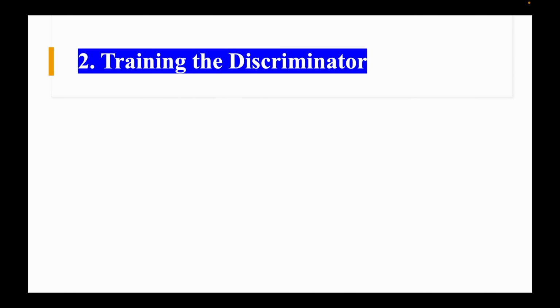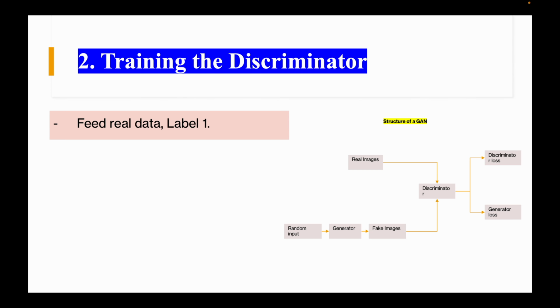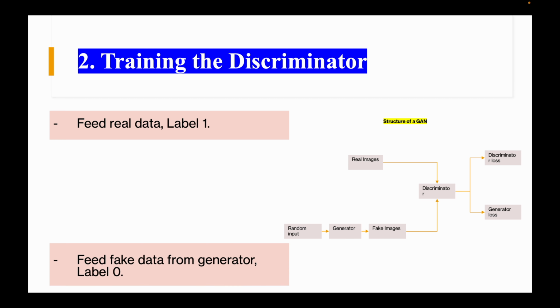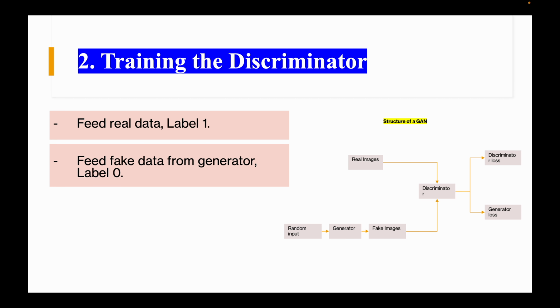Next is training the discriminator. The discriminator has both real and fake data as an input. The discriminator calculates the output probability, a value between 0 and 1, where 1 indicates the real data and 0 indicates the fake data from the generator, and it updates the weights to distinguish properly.